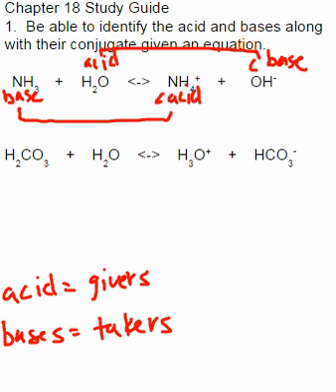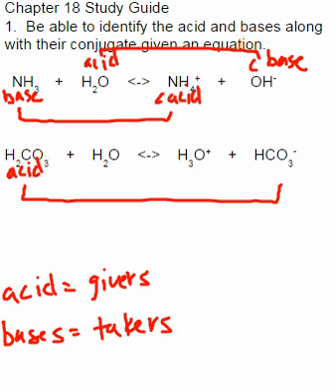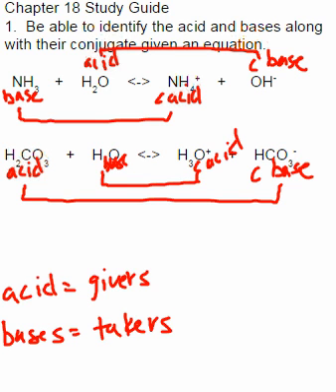So when I look at the second equation, H2CO3, I see that from the reactant to the product side, H2CO3 loses or gives a hydrogen away, so that makes H2CO3 the acid, and then this becomes the conjugate base. And in the case of the water, it is the one gaining, so it's a base and forms the conjugate acid.